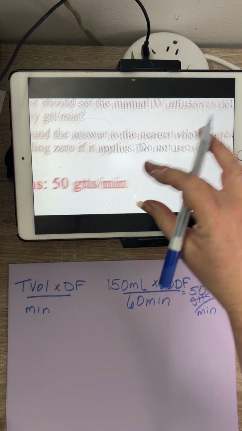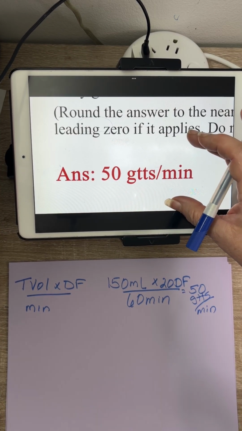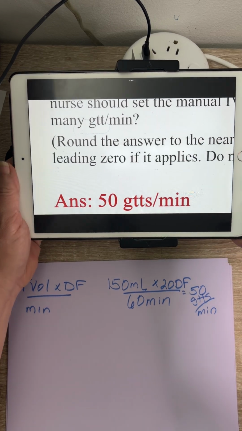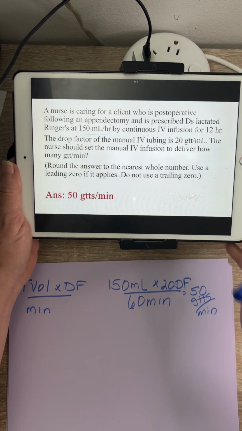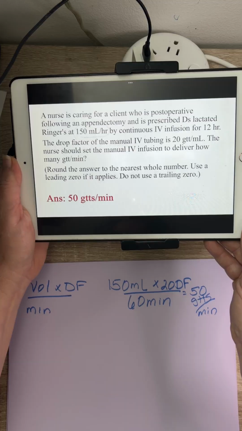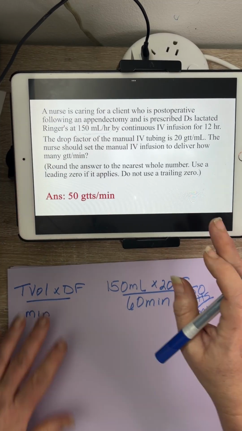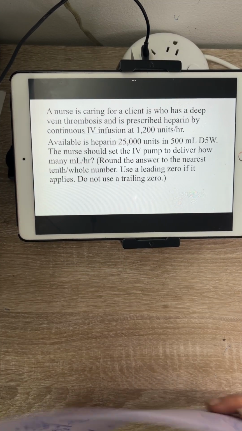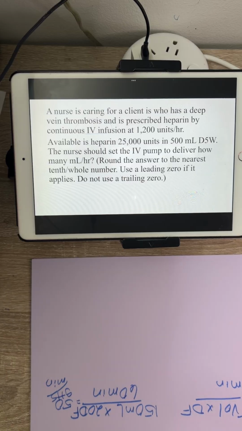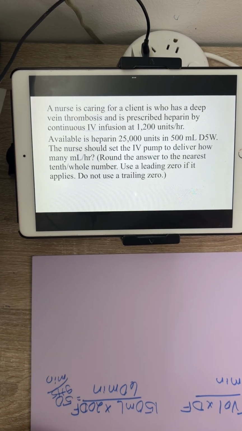Look. Sure enough, it does go at 50 drops. We saved another one. How you feel? You got to take it a step at a time, and it's going to be okay. You can do this.